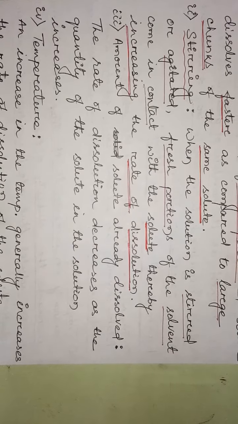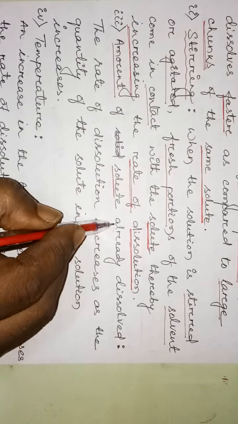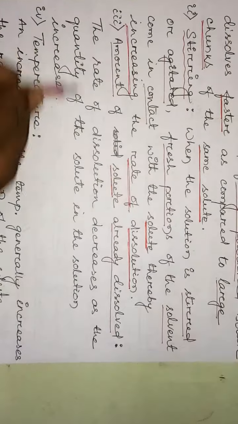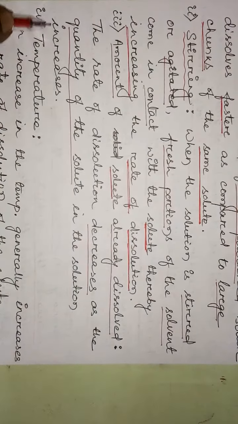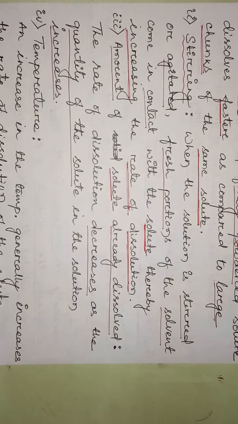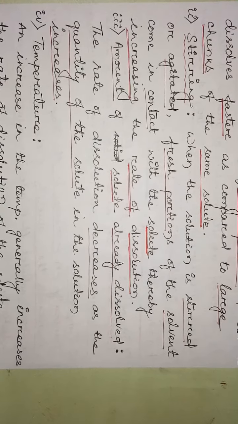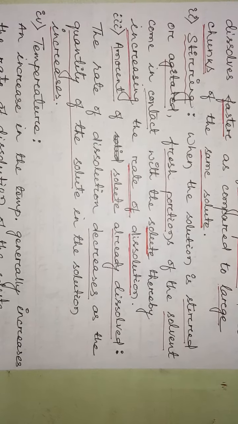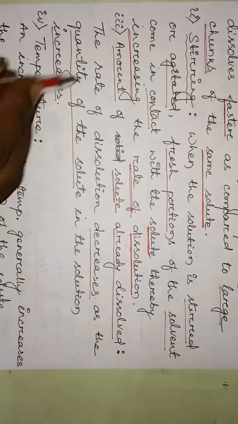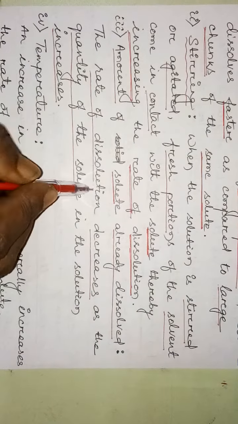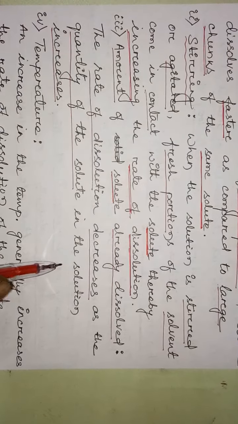Next is the amount of solute already dissolved. The rate of dissolution decreases as the quantity of the solute in the solution increases. Why? Because gradually the solution changes from unsaturated to saturated, so the rate of dissolution gradually decreases. That's why the rate of dissolution decreases as the quantity of the solute in the solution increases.